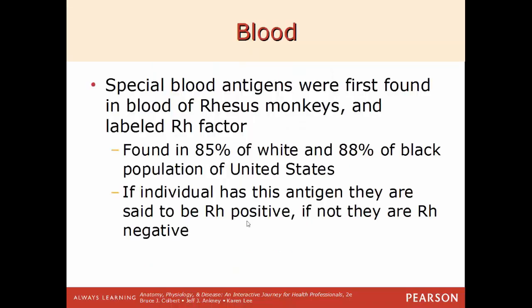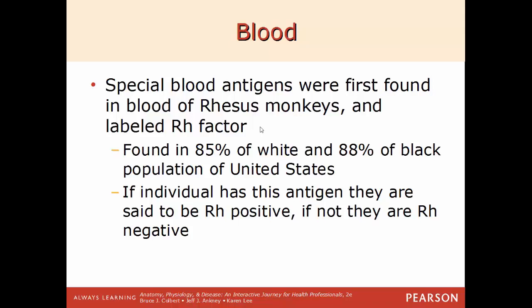Now, there are special blood antigens that were first found in the blood of the rhesus monkey. So this is called the Rh factor, due to the first letters of the word rhesus. So it's the Rh factor. Now, if someone has this surface antigen, they're called Rh positive. If someone doesn't have it, they're called Rh negative. This is where you get type O positive, O negative, A positive, A negative.